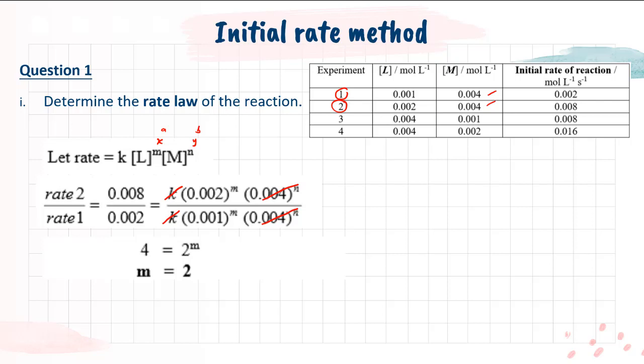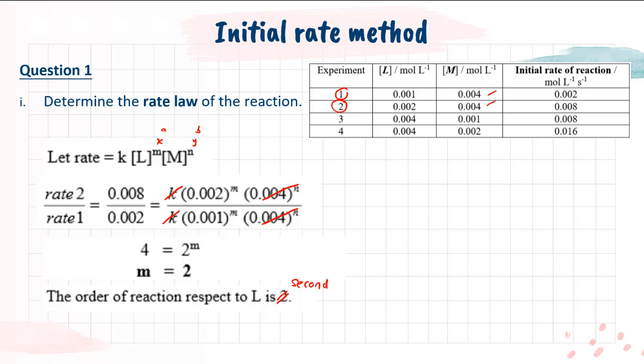This value 2 refers to second order. So in your sentence, the order of reaction with respect to L is second order. Please make a correction in your notes. If we write in a sentence, we are not accepting the number 2, but you have to write second order.